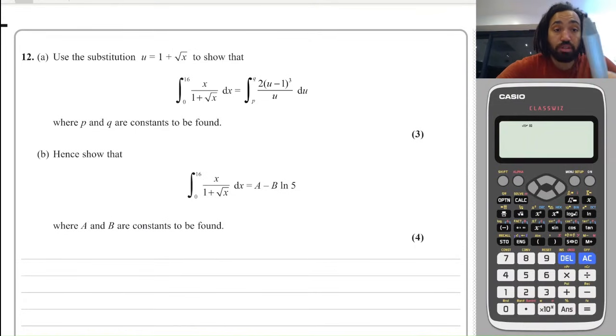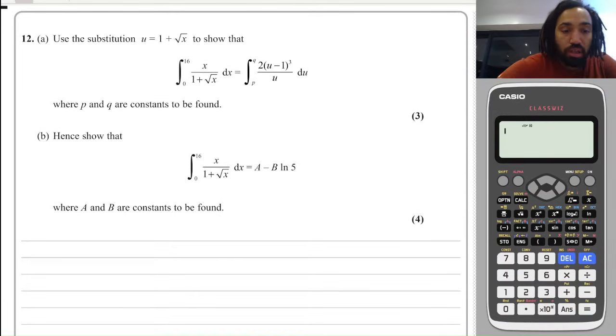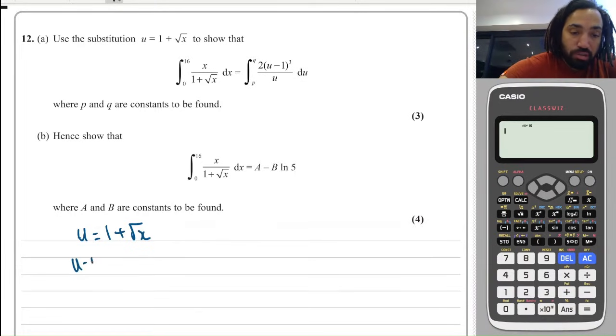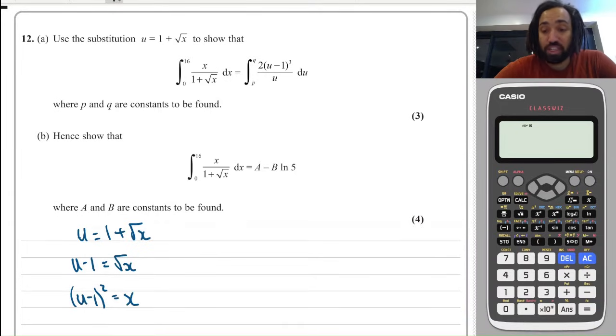Integration by substitution. First off, start with the substitution you're going to use, and then we want to differentiate that in order to find an expression for dx. Now, when there's a root x, differentiating can become quite tricky. So I always recommend making root x the subject and then squaring both sides like this to get an expression for x, and then differentiating that.